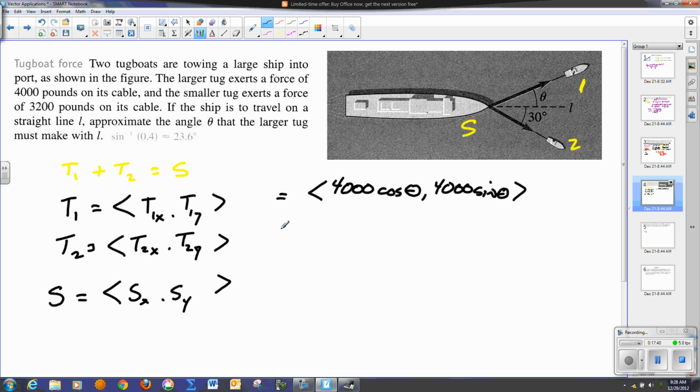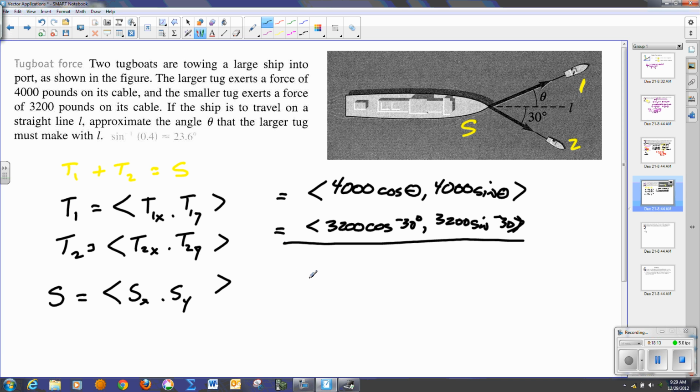And in tug 2's case, which has an x component of 3,200 cosine, well, in this case, I have an angle. And it shows 30 degrees, but it's 30 degrees in the negative direction. So I'm going to say negative 30. And 3,200 times the sine of negative 30. And that's going to equal the x and y components of the big ship.